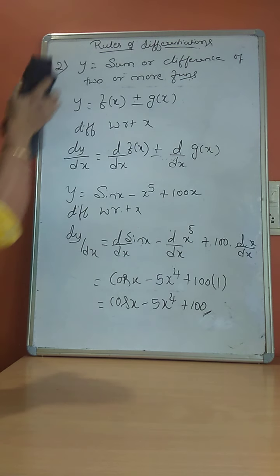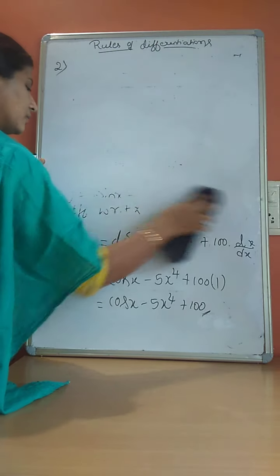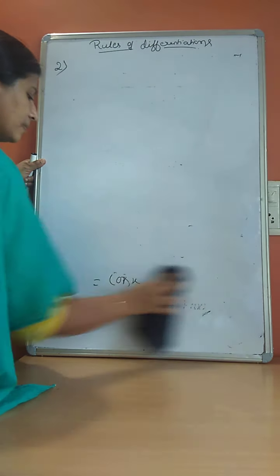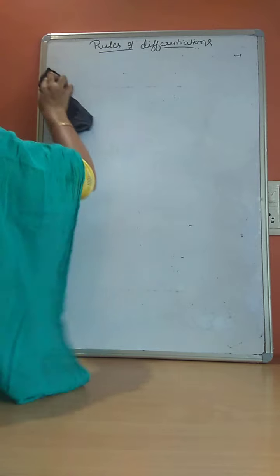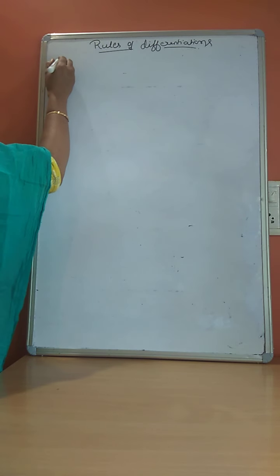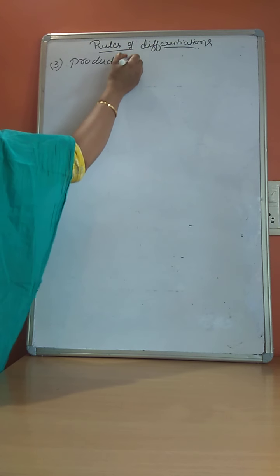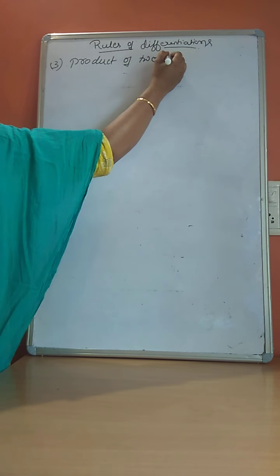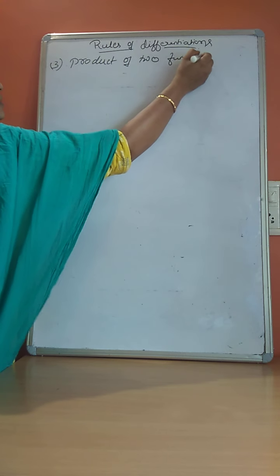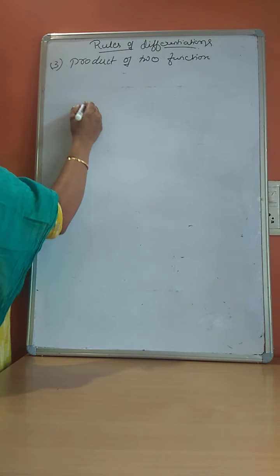Okay, now we can go for how to find the third rule. The third rule is the product of two functions.